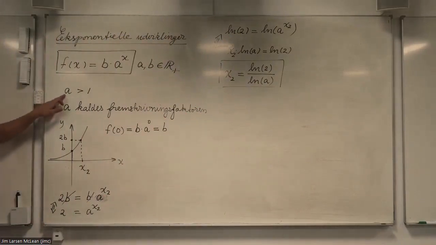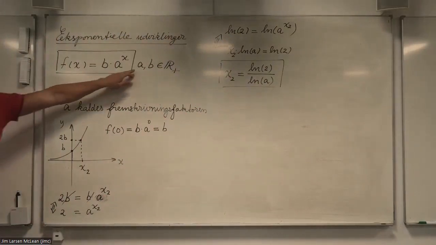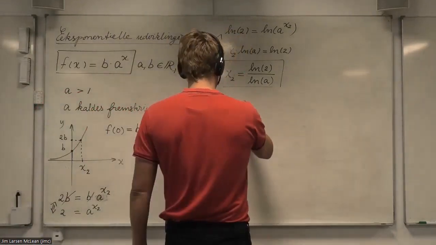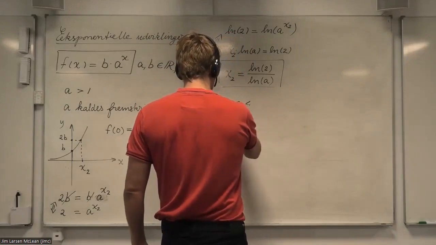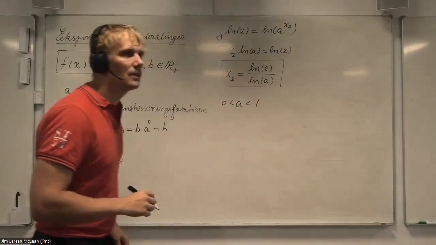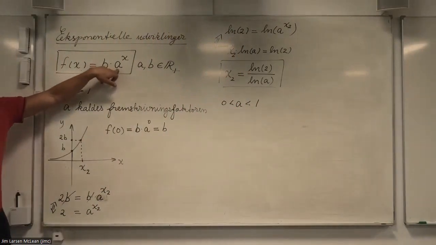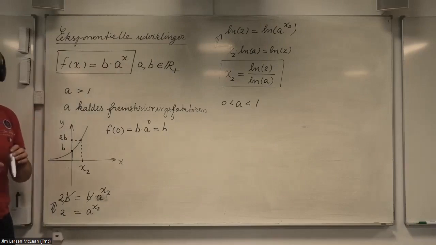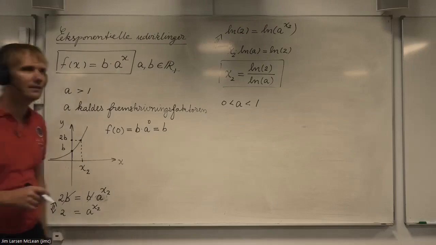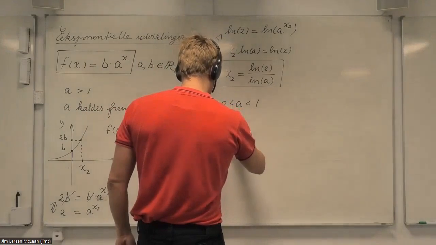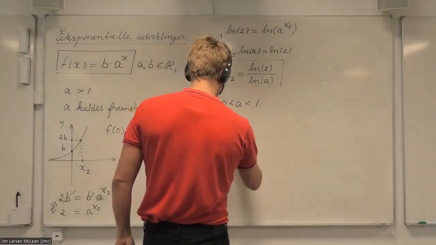If on the other hand a is not greater than 1, if a is between 0 and 1, then the situation looks completely different. You can probably imagine what happens when you take a number between 0 and 1, for example, 1/2. What happens when you take 1/2 and multiply it by itself a certain number of times? Well, the result gets smaller and smaller the more times you multiply it by itself. 1/2 times 1/2 is 1/4, times 1/2 is 1/8, and so on. So that's why you now get what's called an exponentially decreasing function.